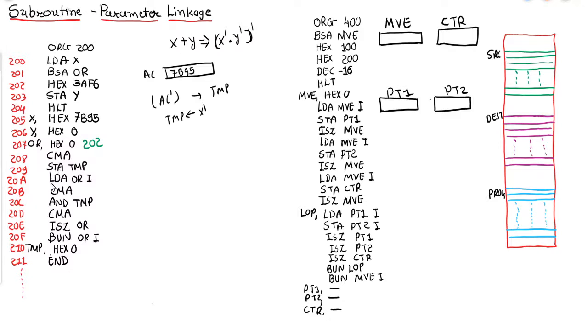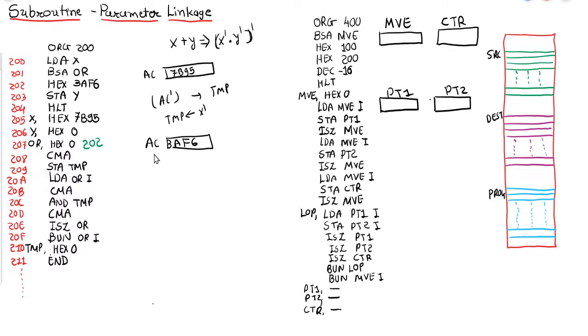Then what is next? LDA OR I. What does this mean? Load accumulator, where the address will be specified using a symbolic address or the indirect addressing mode. So it will go to location 207, where 202 is stored, then it will go to 202 and whatever value is there will be loaded into the accumulator. So the new content in the accumulator is 3AF6.